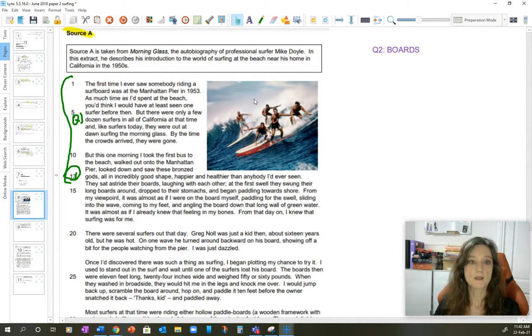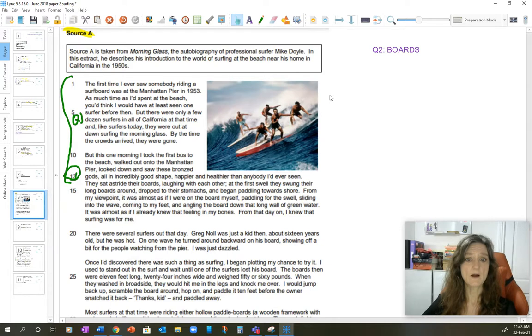Let's read through Mike Doyle's one. Source A is taken from Morning Glass, the autobiography of professional surfer Mike Doyle. In this extract, he describes his introduction to the world of surfing at the beach near his home in California in the 1950s. And they helpfully give us a little picture to show us what surfing looks like in case you're not sure. And believe it or not, there were some complaints after this paper that some people didn't know what surfing was and they couldn't really visualize it. But they did give you a picture to help you. Okay, this is how it goes.